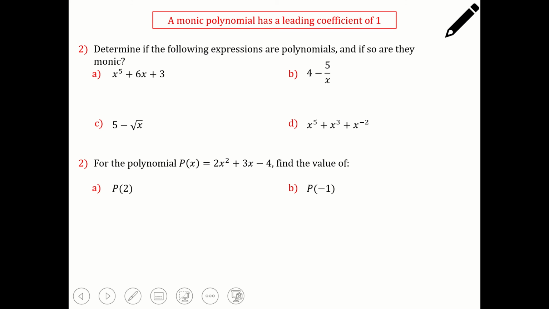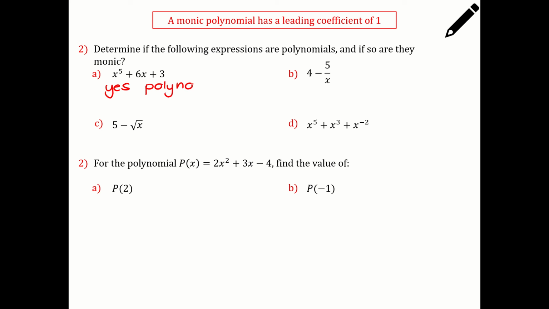All right, so a monic polynomial is one where the leading coefficient is 1. Firstly, we're going to determine if the following expressions are polynomials, and if so, are they monic? Looking here, this expression is a polynomial because we've got x to the power of 5, and then we've got an x. So yes, this is a polynomial.